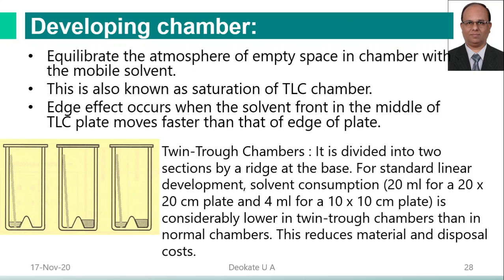Another advantage of this twin trough is that in one trough we can add the mobile phase, and in the other trough we can keep the spotted plate so that the plate gets saturated with the environment of this mobile phase. After saturation of the plate, this chamber can be tilted so that the mobile phase moves to the other side and development will start.